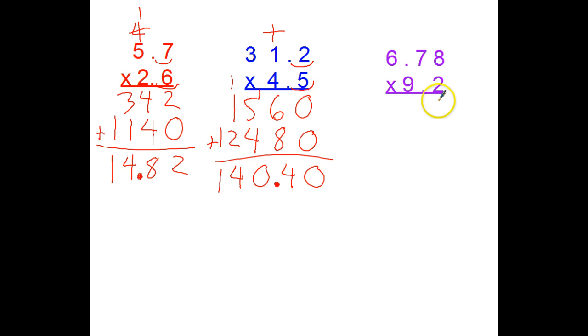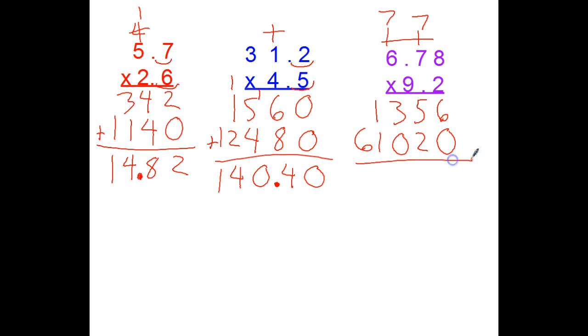Last one on this page. 8 times 2 is 16. Carry my 1. 7 times 2, 14 plus 1, 15. 6 times 2 is 12 plus 1 is 13. Marco Polo. 9 times 8, 72. Carry my 7. 9 times 7, 63 plus 7 is 70. 9 times 6, 54 plus 7 is 61.